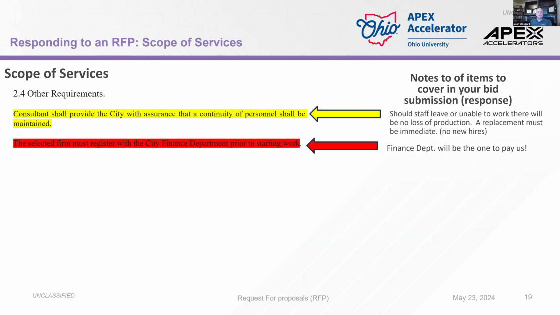Scope of services, still, other requirements. Consultants shall provide the city with assurance of continuing personnel. This means that not only do you have to have one GIS person, you need to have two, because if one gets sick or decides to leave the company, you can't have a 2-week or 3-week time frame where you're searching for candidates to fill the job position.